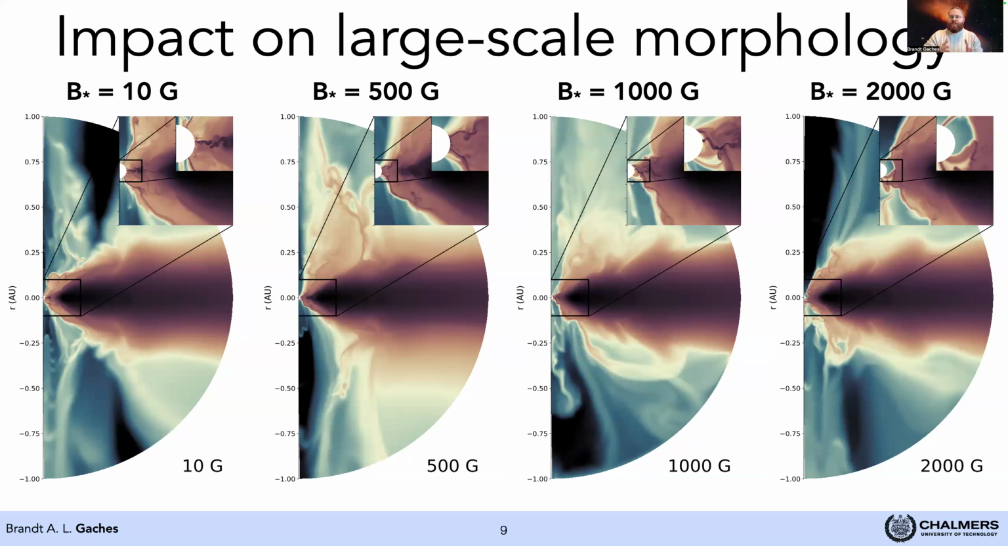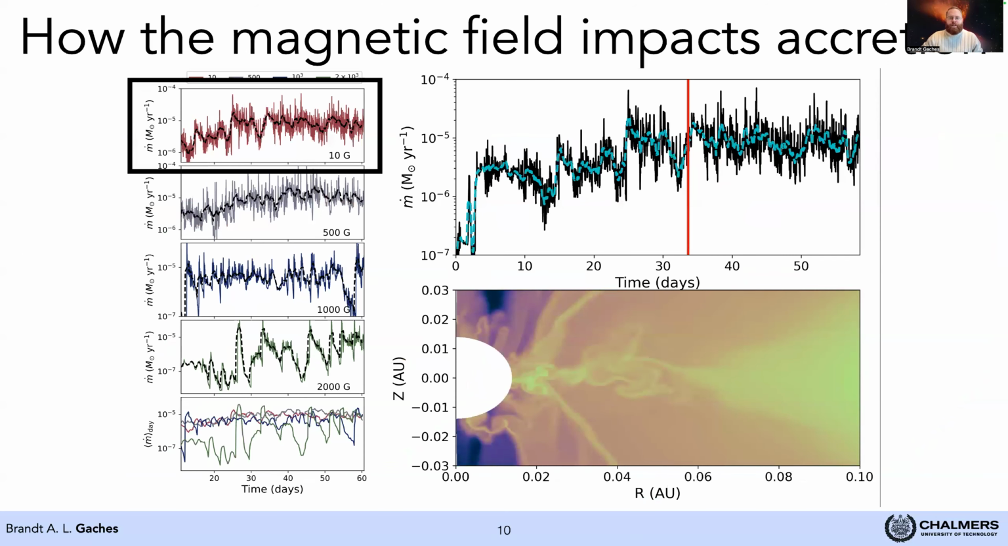You can also initially see from the zoom-ins a bit of a spoiler for how the accretion is going to happen, because for the 10 Gauss case the disk is fully impacting the protostar, versus at 1000 or 2000 Gauss, where you actually start to see a properly truncated disk. So I'll just jump in to look at how the magnetic field varies.